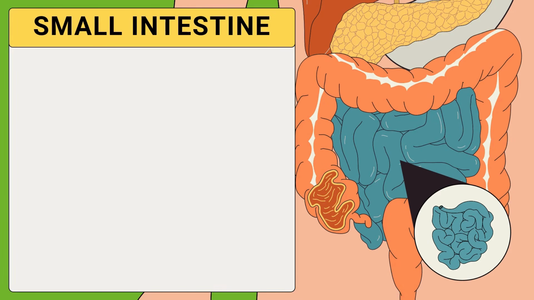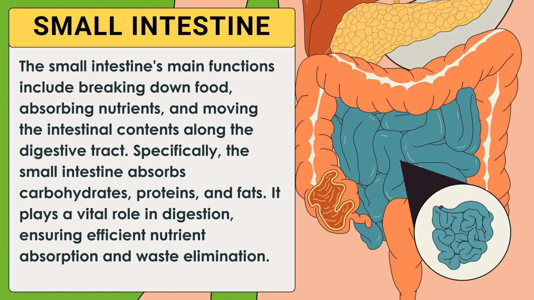Small intestine. The small intestine's main functions include breaking down food, absorbing nutrients, and moving the intestinal contents along the digestive tract. Specifically, the small intestine absorbs carbohydrates, proteins, and fats. It plays a vital role in digestion, ensuring efficient nutrient absorption and waste elimination.